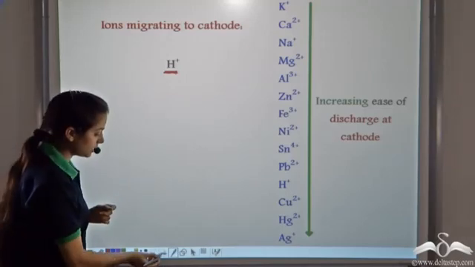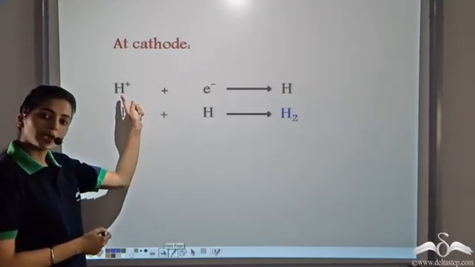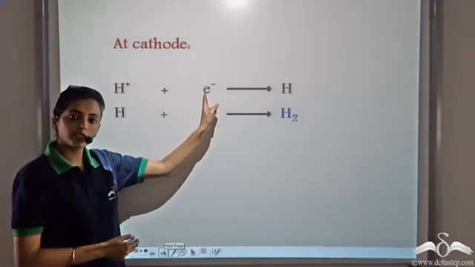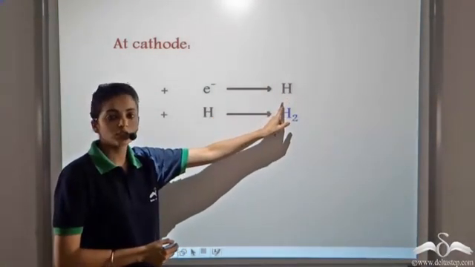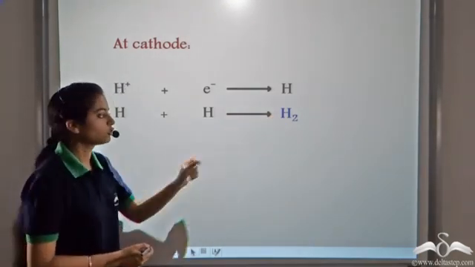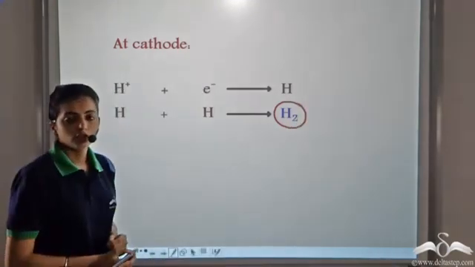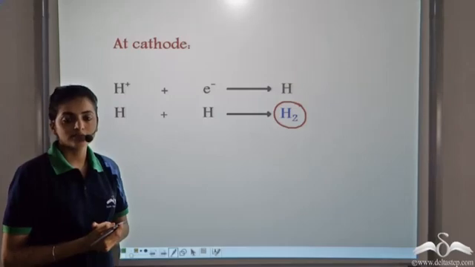So the reaction taking place at cathode is H plus migrates towards the cathode. To become neutral, it gains one electron and becomes H atom. H atom on its own is not stable. So it combines with another hydrogen atom to form hydrogen gas. So the product formed at the cathode is hydrogen gas.